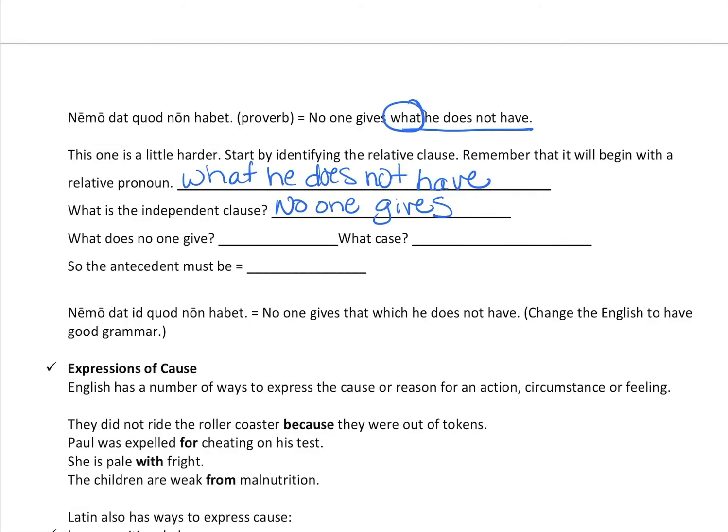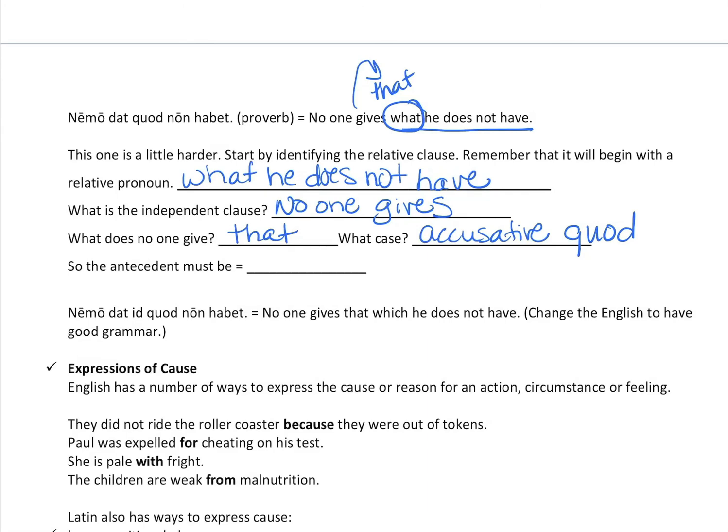What does no one give? No one gives that. No one gives that which he does not have. And what case would that be? No one gives. What is given? That. So it has to be accusative. And for the accusative, we're going to use qui, quae, quod, right? The accusative is quod.